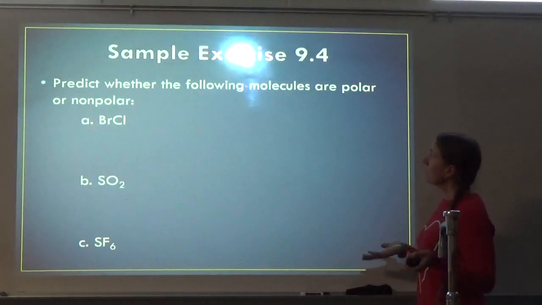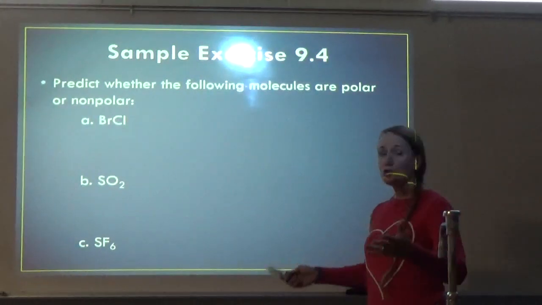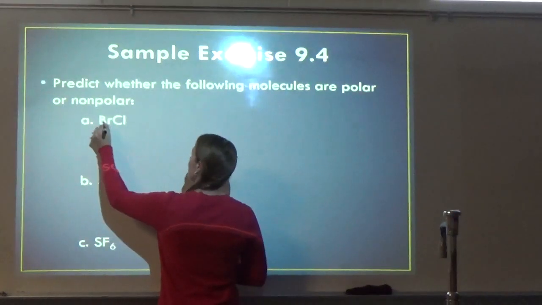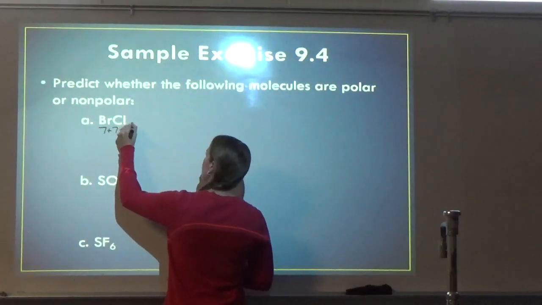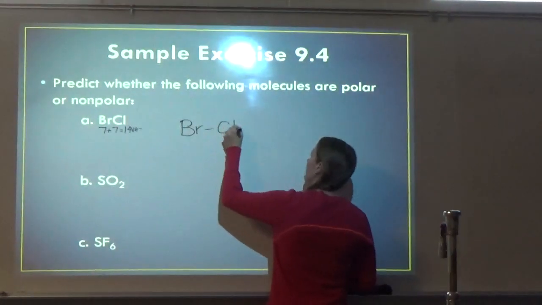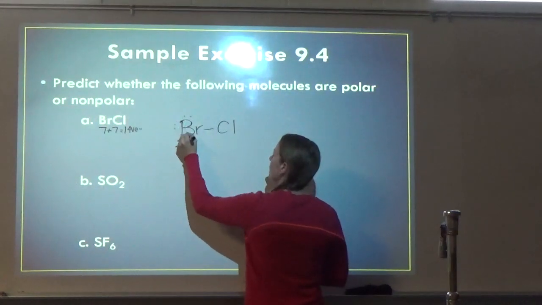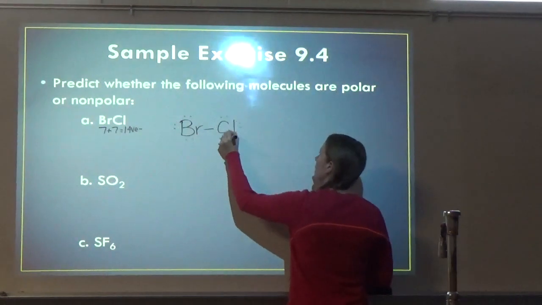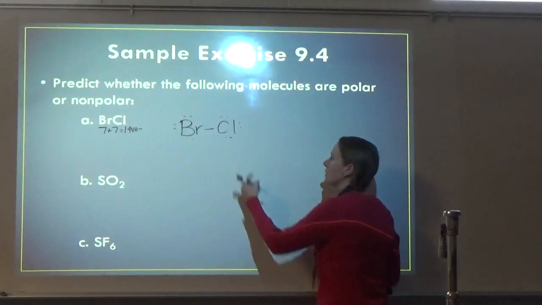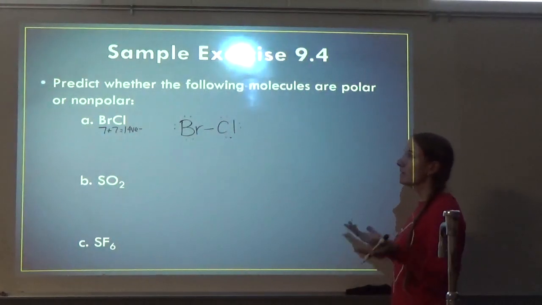It says, predict whether the following molecules are polar or nonpolar. We'll look at this one together. First we have to draw the molecule and decide the geometry. Br has 7 valence electrons and Cl has 7, for a total of 14. When I have two atoms, I really only have one option for how to bond them. So I have Br and Cl. Br has 2, so it needs 6 more. Cl has 2, so it also needs 6 more. So I'm allowed 14: 2, 4, 6, 8, 10, 12, 14. There's no other option for how to draw this, so this would be linear.